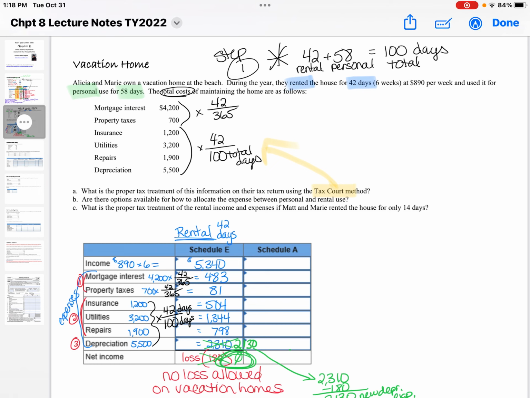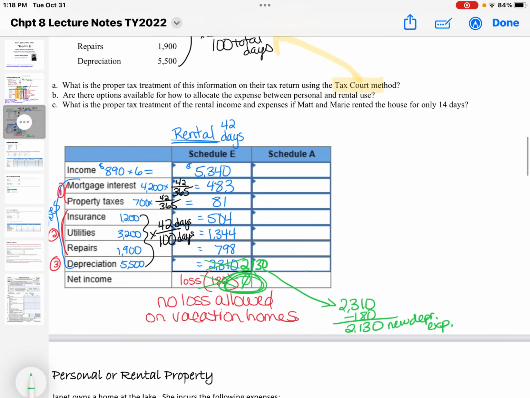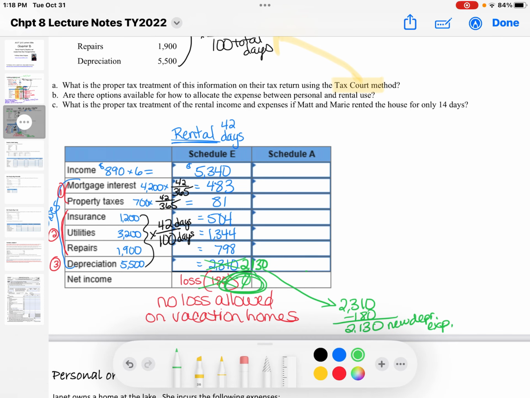Okay, so the part that we learned about in chapter 6 would be the Schedule A. What is deductible in your personal? And so here's what we know for personal deduction. That Schedule A is your personal. All I can really deduct is mortgage interest and property taxes.